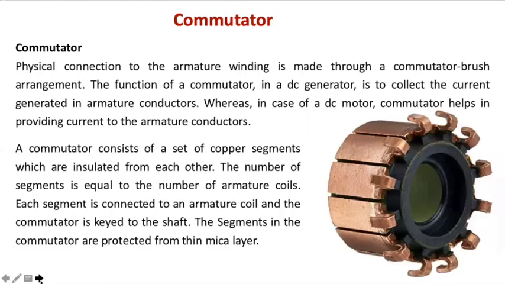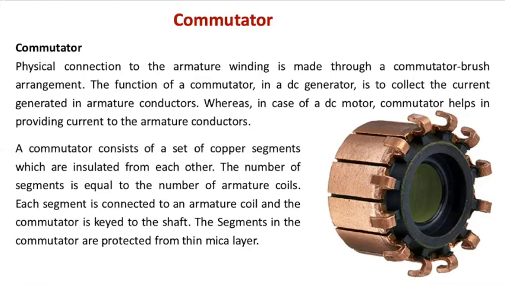Then we have the most important part of the DC machine, that is the commutator. The physical connection to the armature winding is made through a commutator brush arrangement. The function of a commutator in a DC generator is to collect the current generated in the armature conductors. Whereas in a DC motor, the commutator helps in providing current to the armature conductors.